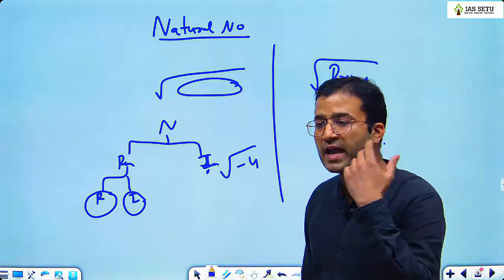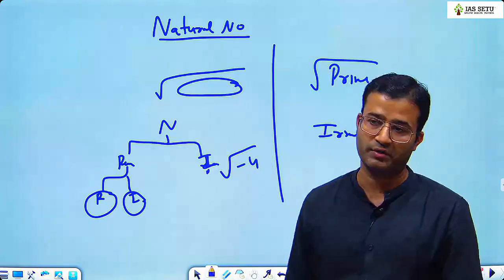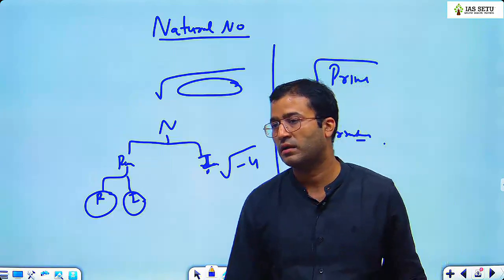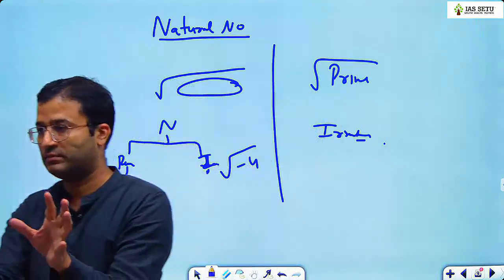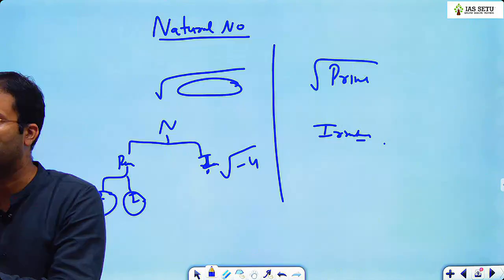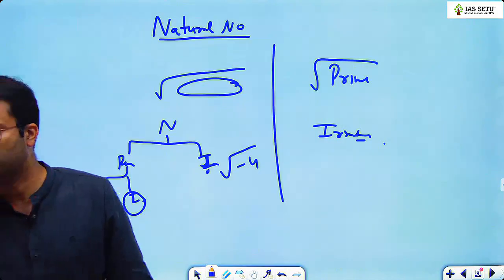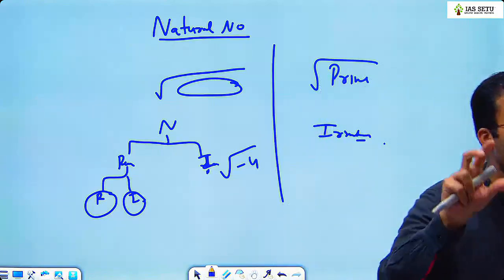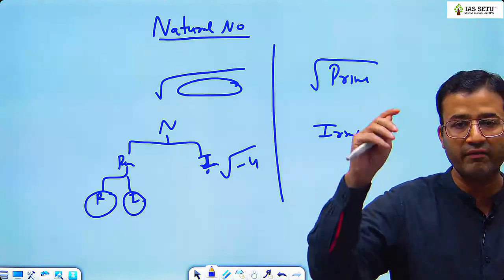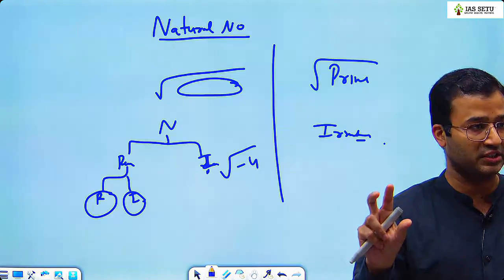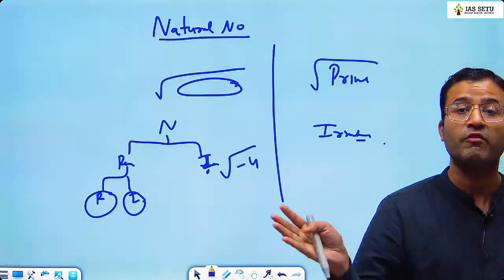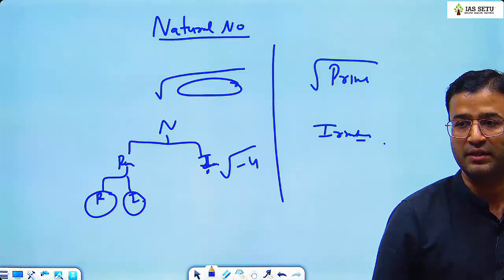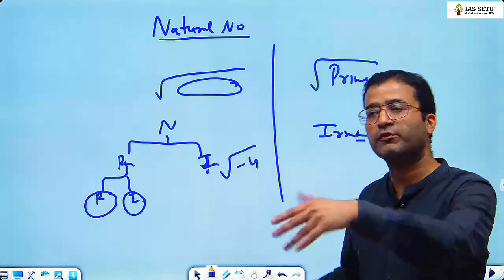Under root of any negative number is imaginary. Tell me two equal values which, when multiplied, give -4, and you get a chocolate from me. Tell me any two integers ever possible, the same integers, because under root needs the same value, which when multiplied give -4. It cannot happen. So minus under root of -4 is also imaginary.